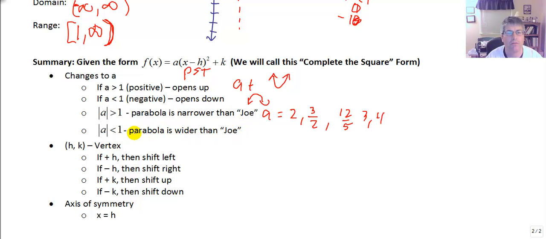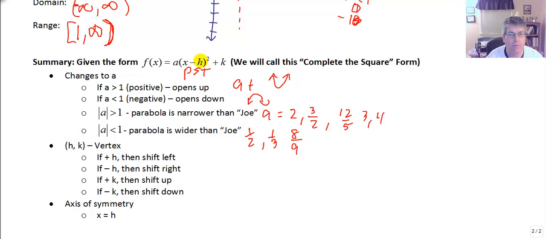And of course, if a is a fraction less than 1, so 1/2, 1/3, 8/9, that's going to make the parabola wider because we're not going to open up as quickly. We're not going to rise as fast, and we're going to rise at a slower rate than 1. Our outputs won't go up as fast.